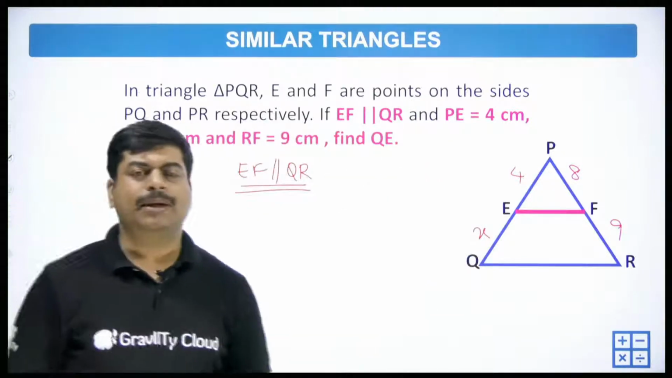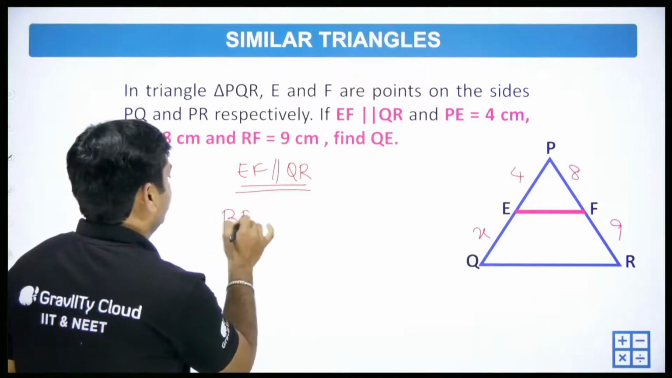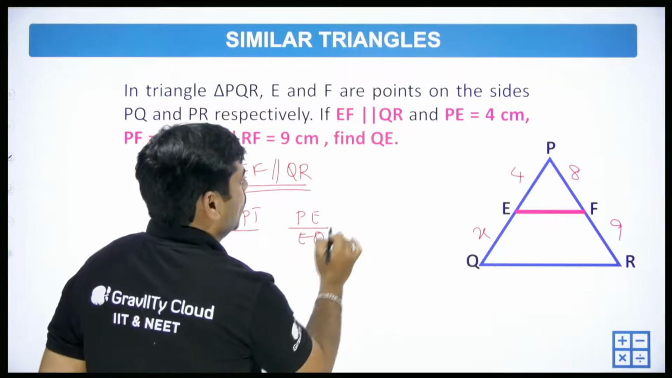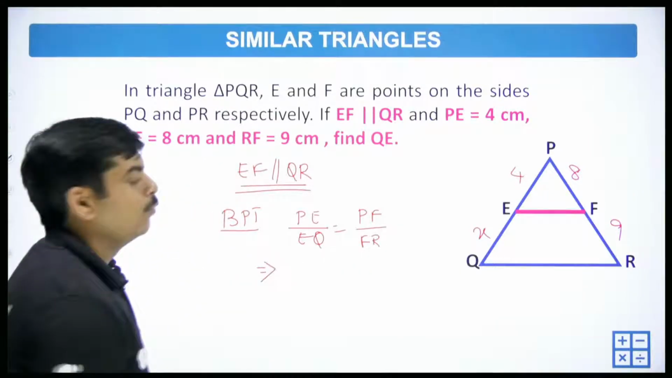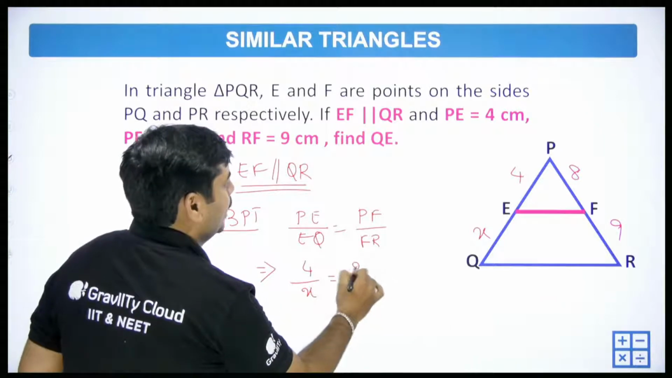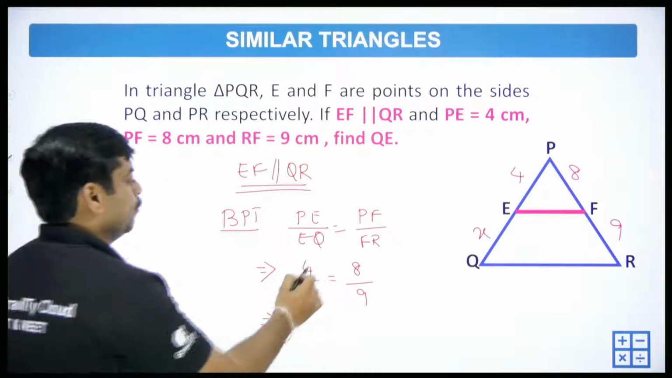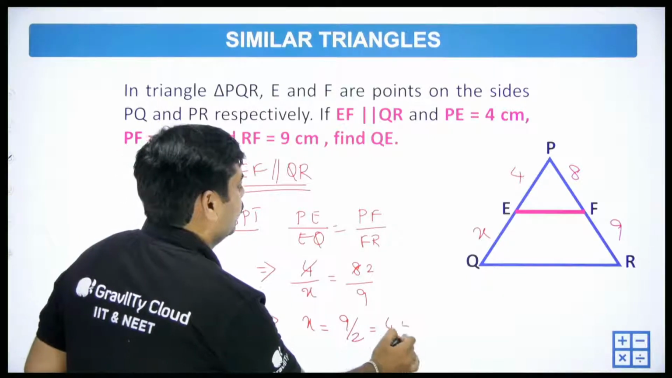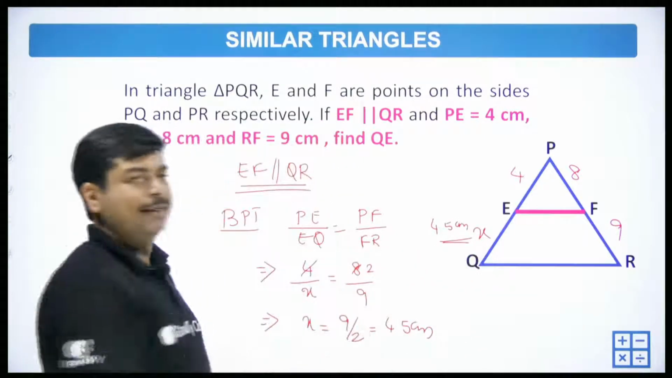A very easy, simple approach for the basic proportionality theorem. So once again, using the BPT theorem, we can write PE by EQ is equal to PF by FR. PE is 4, so 4 by EQ, 4 by X is equal to PF 8 by FR 9. So 4 by X is equal to 8 by 9. 4 1s and 4 2s. So X is equal to 9 by 2, which is 4.5 centimeters. That is the value of QE.